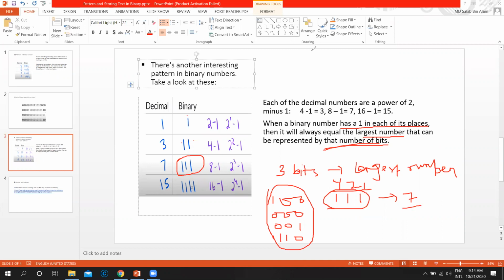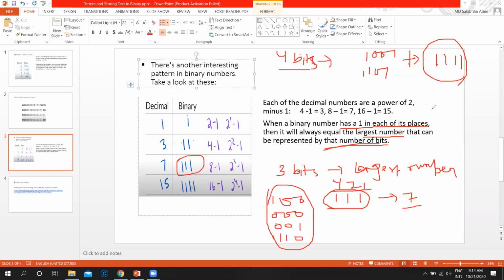Similarly, with 4 bits you can represent some numbers, like 1 0 0 1 or 1 1 0 1. But the largest number we know that 4 bits can represent is 1 1 1 1. That means if all of these are 1, this is the largest number you can represent by that number of bits. So if I ask you what is the largest number that can be represented by 4 bits, we'll say 1 1 1 1, that is 15. Okay, so now you got another pattern.